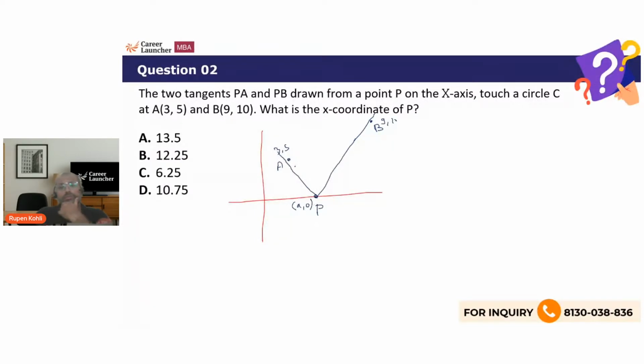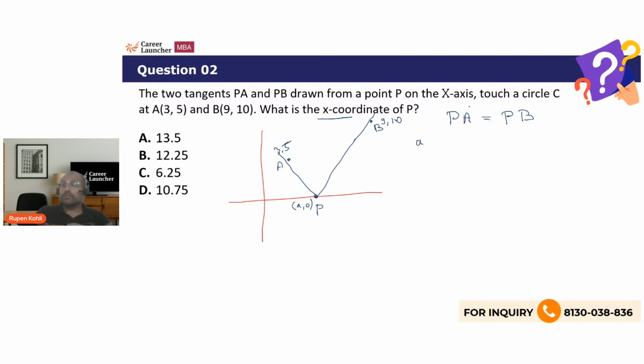So (a, 0). Can I say that the geometrical condition which must be satisfied is that the distance PA and PB must be the same? So (3, 5) and (9, 10): the distance of these two points from (a, 0) is the same. We can write an equation for this, and we can get the value of this a. That is exactly what the question is asking, the x coordinate of point P, which is this value a, right? So just write this equation.